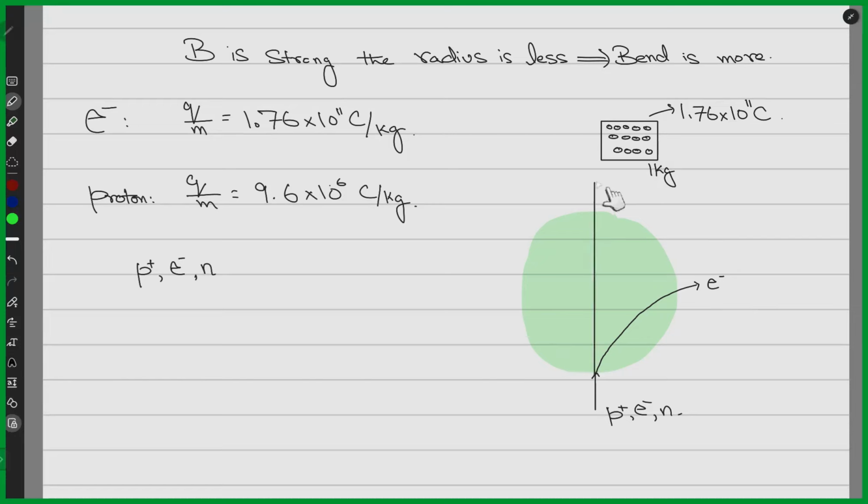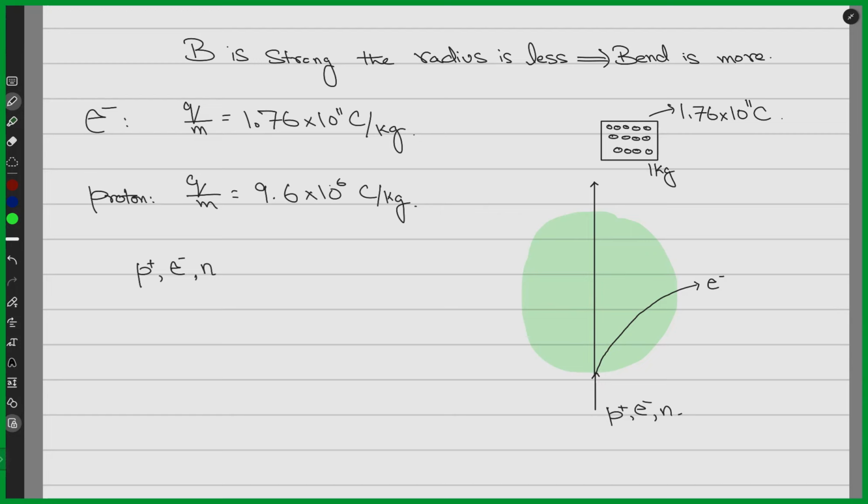The proton will be deflected in the opposite direction to the electron. So it would be deflected in the opposite direction. But can you tell me about the deflection? Like, will the radius be higher, or will it be lower?